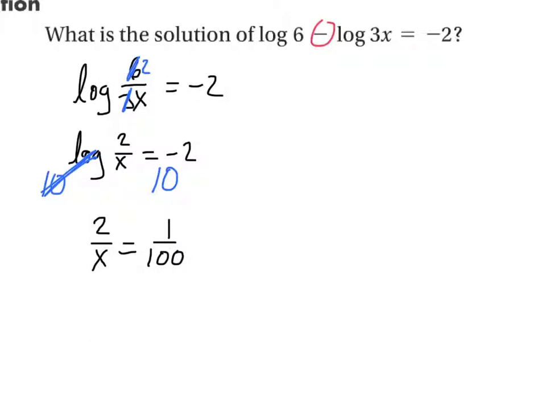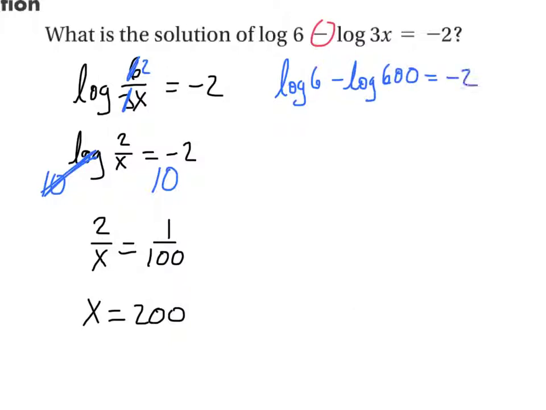Well, this right here, we have a fraction set equal to a fraction. Back in algebra 1, you learned these are called proportions. And you solve a proportion by cross multiplying. So therefore, I'm going to take x times 1 and 2 times 100. All right, let's check. Test it. Log 6 minus log 600 equals negative 2. True story? Yep.